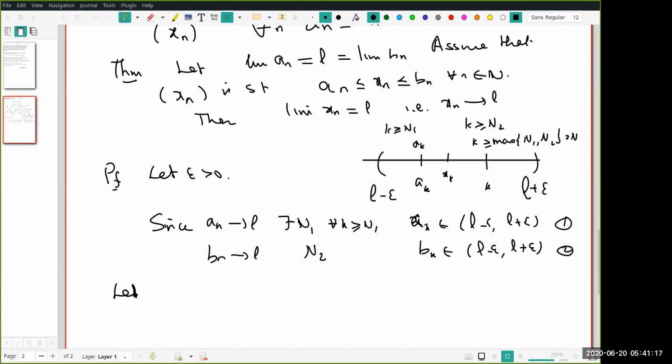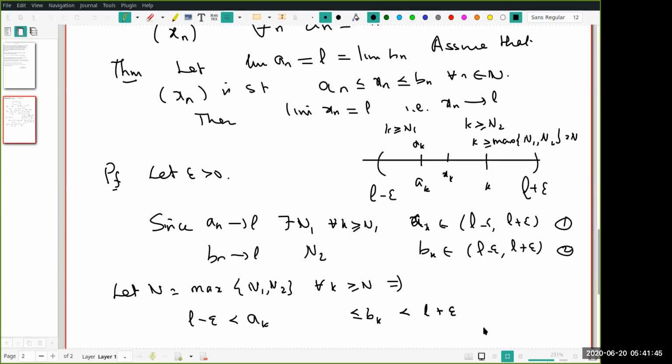Right? So let N equal the maximum of N1 and N2. Then if K is greater than or equal to N, what do we have? I have L minus epsilon is less than AK, that's less than or equal to BK, but that's less than L plus epsilon. Do you understand that? Yes, because AK and BK lie in the interval L minus epsilon to L plus epsilon.